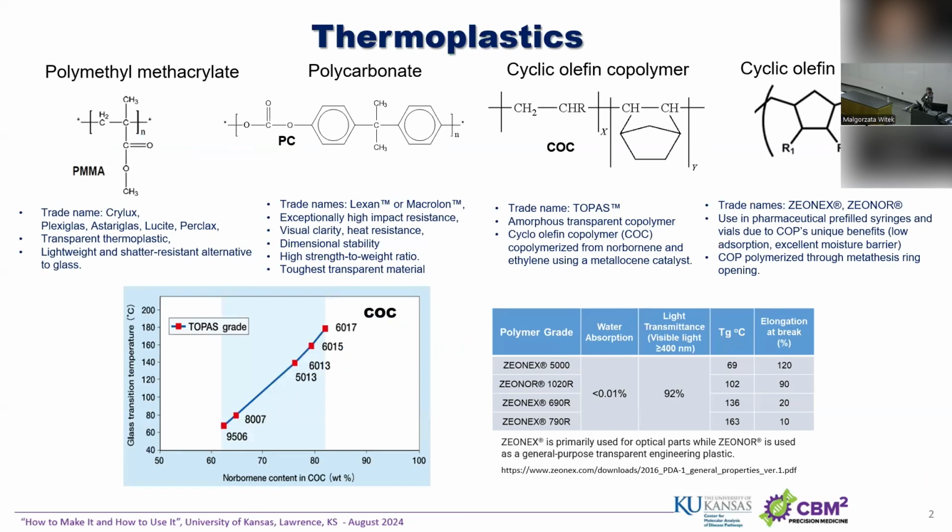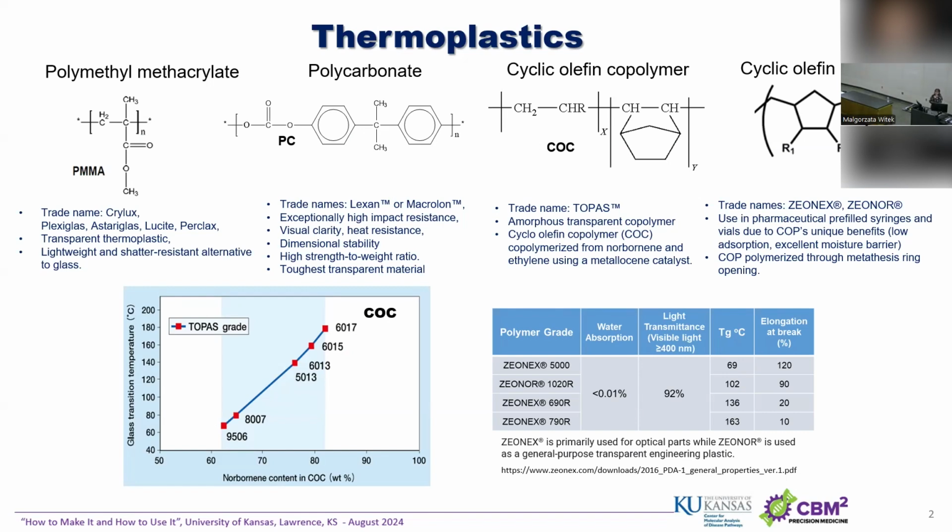The majority of research in our lab and in the center revolves around those four thermoplastic materials. Those would be polymethyl methacrylate, which is just acrylic. You can see a lot of furniture made of acrylic. That's the same type of material, PMMA in short.